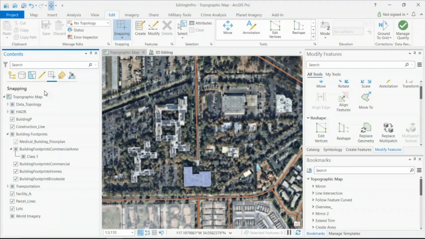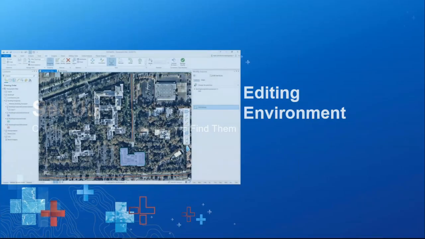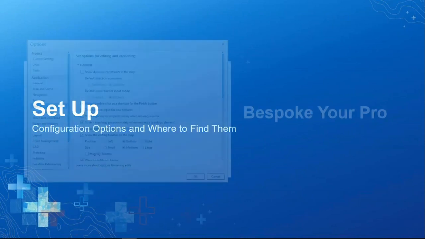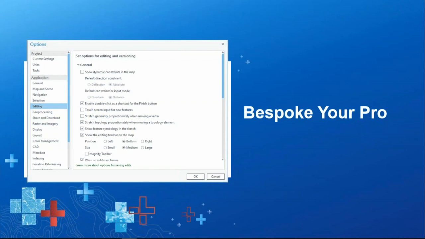Let's talk a little bit more about the customization availability. So to take advantage of the environment that we just saw, you need to know how to change it to your liking. And knowing where to go is half the battle. Editing is no different to mastering any other GIS workflow, and Pro has some pretty powerful options. So we're gonna jump into another demonstration to show you how to bespoke your Pro.